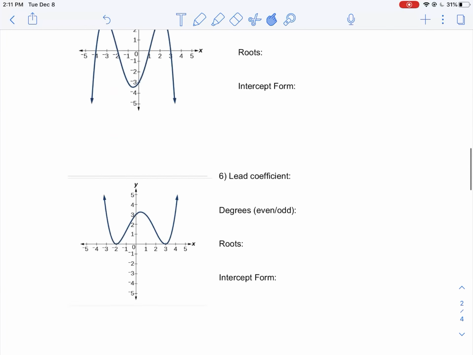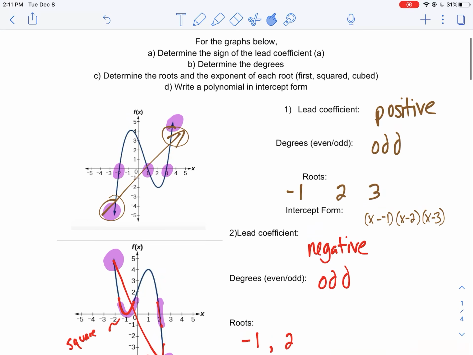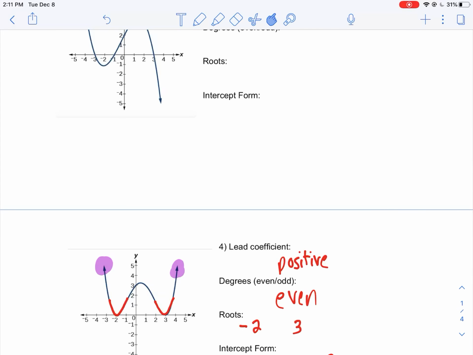So I'm just going to go back and check, make sure I don't make any mistakes here. Looks good, looks good, looks good. It's always good to go back and double check your work. So hopefully this gives you some guidance when you have to write polynomials based on graphs.